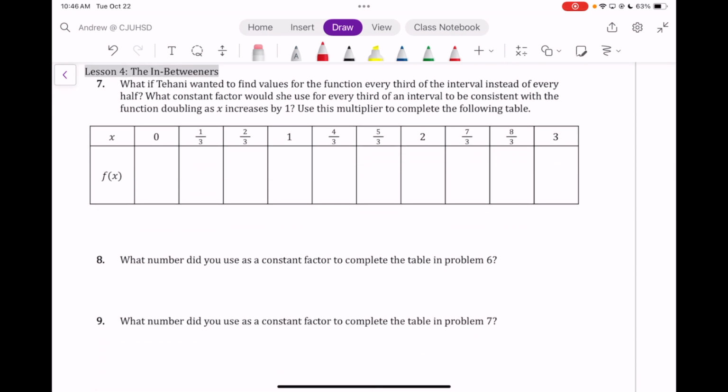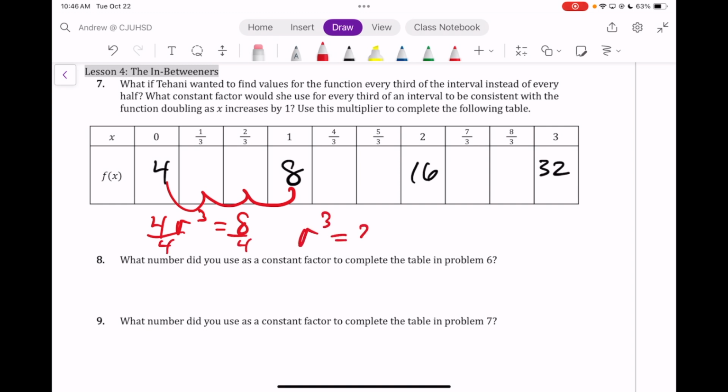If she wanted to break it up into thirds, no problem. Do the same thing. So this would be 4, 8, 16, 32. And we say 4 times r to the third equals 8. All that does is that makes, if we divide by 4, that makes r to the third equal to 2.